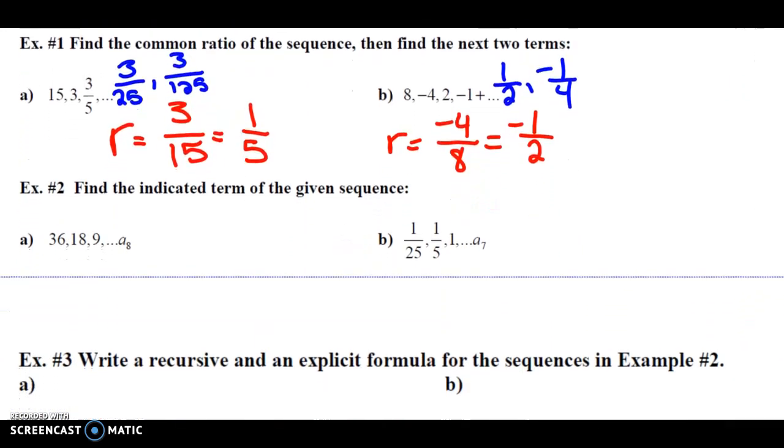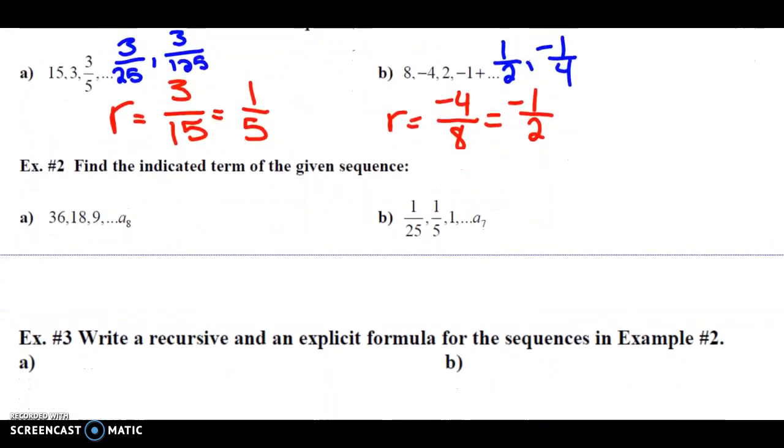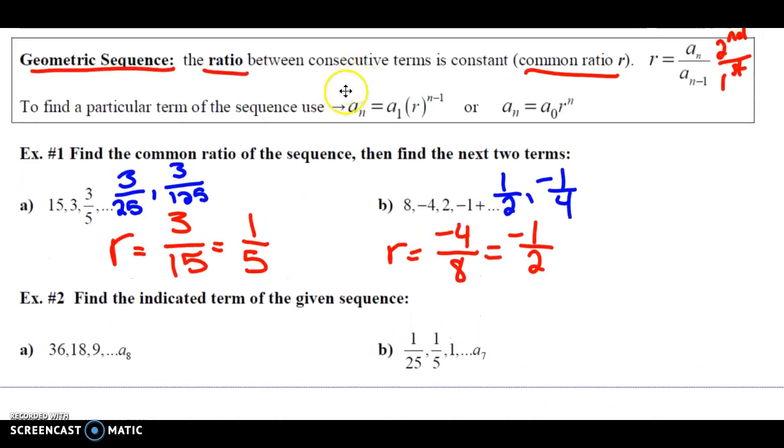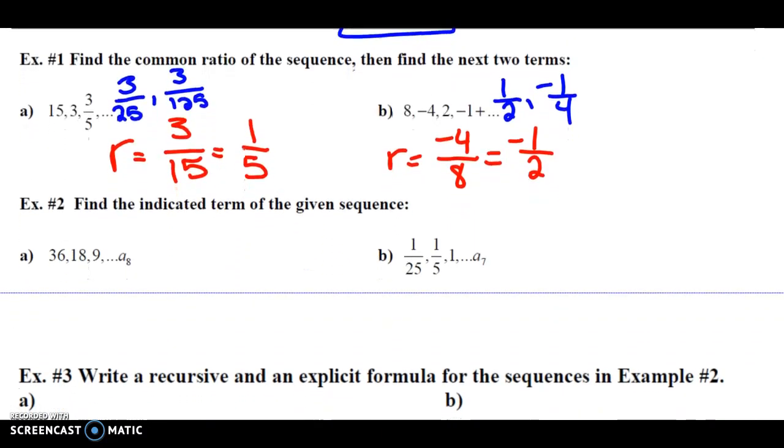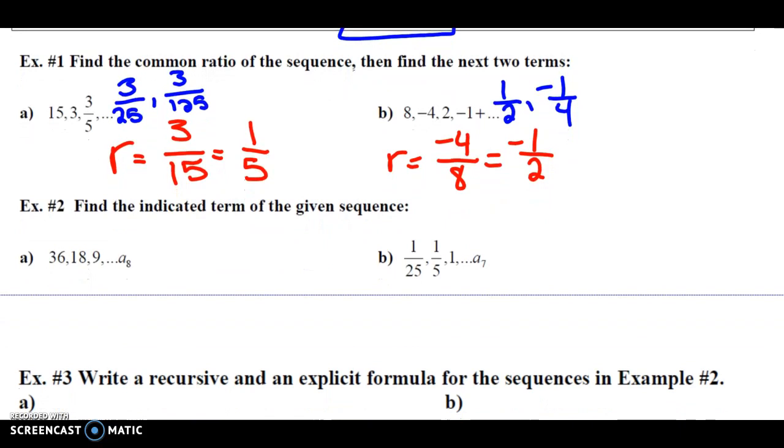For example 2, it asks us to find the indicated term. So we're going to use the geometric sequences formula, which is given to you on your final exam, to find the term. Since it wants to find A8, we take the first term, 36.